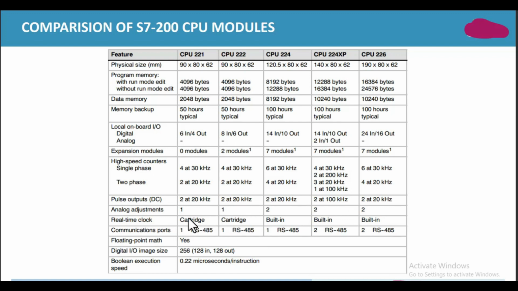Real-time clock: it is available in a cartridge. The 224 has a built-in real-time clock, and the 224XP also has a built-in clock. Communication ports: 1 RS485 in the first ones; in the 224XP 2 RS485 communication ports are available, and in the 226 there are also 2 ports. Floating point is available in all the CPUs, meaning decimal numbers can also be used. Digital input output image size is 256: 128 digital inputs and 128 digital outputs are available. Boolean execution speed of 0.22 microseconds per instruction is also available.